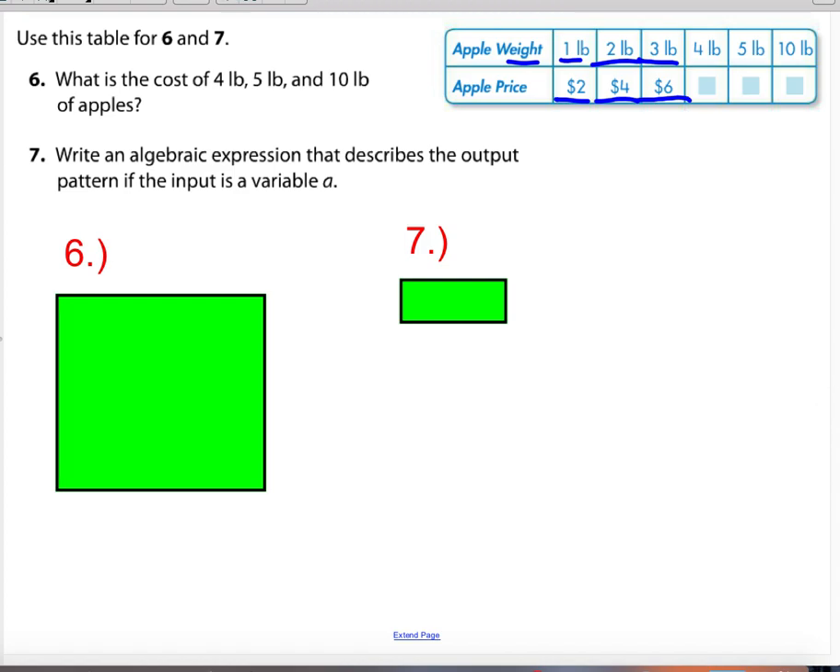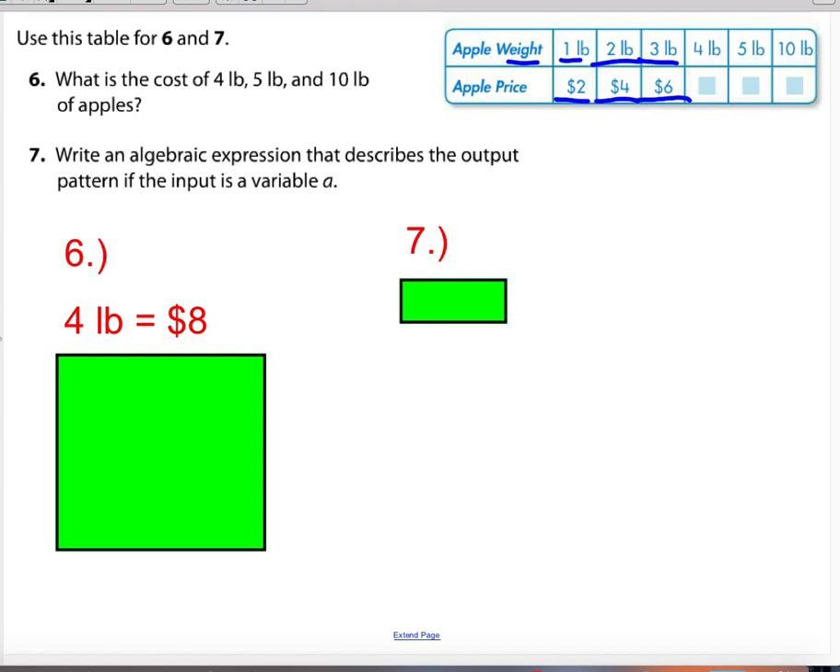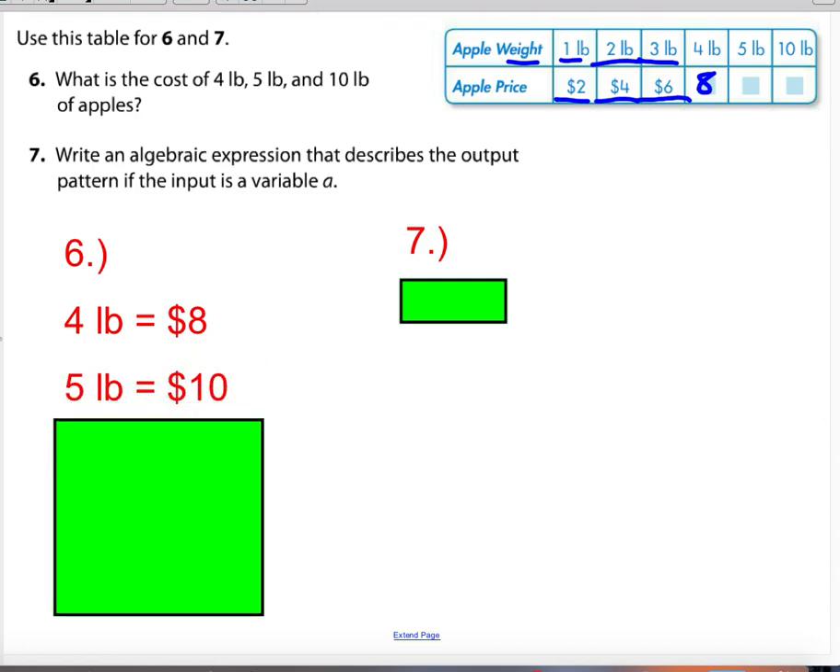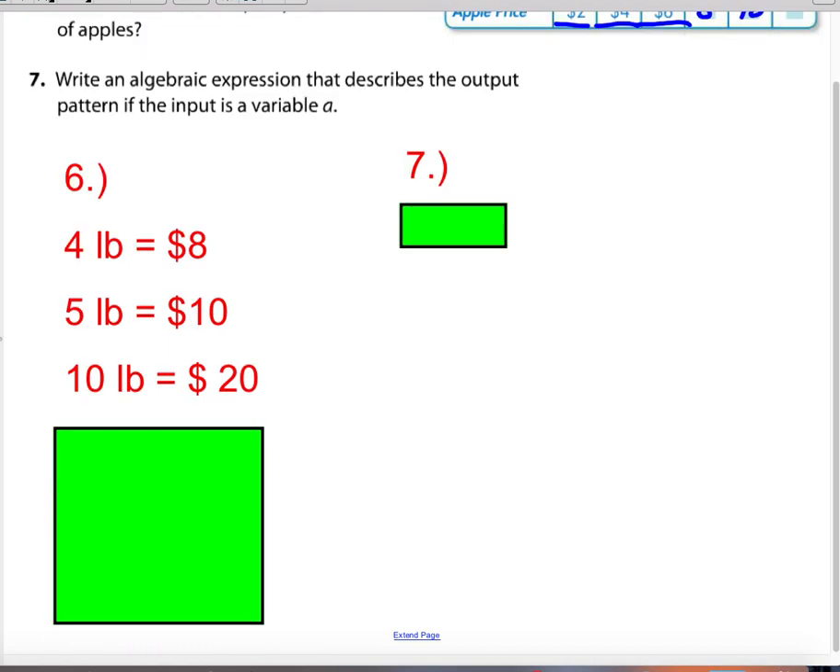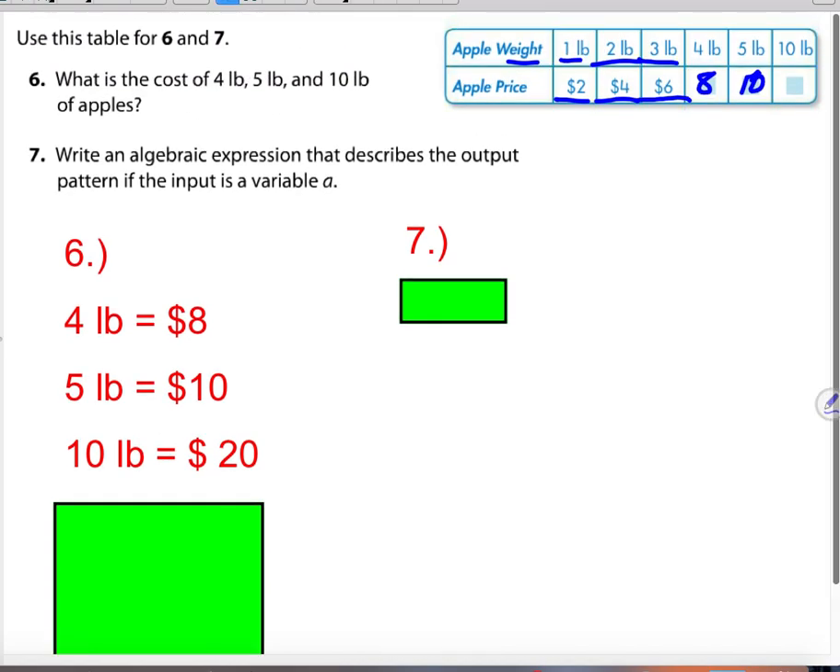So here's the situation. 4 pounds will cost $8. 5 pounds will cost $10. 10 pounds will cost $20. Okay? So you can kind of see what the relationship is.